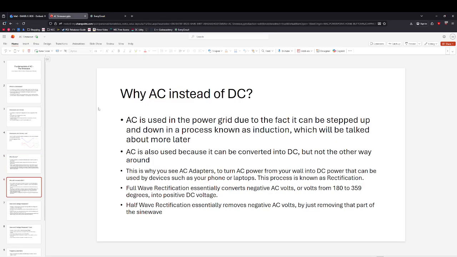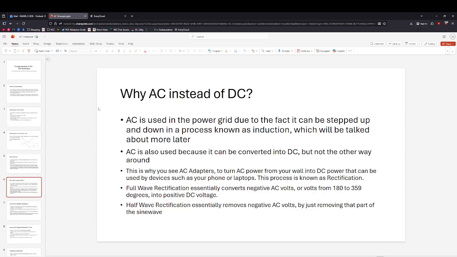Why do we use AC power instead of DC power? We use AC because we can step up and step down AC power using induction, which we talk about in, I think, the next unit, and then later on we talk about induction specifically in AC circuits. I'm not going to get into how induction works right now because it's just going to cause a little more confusion.